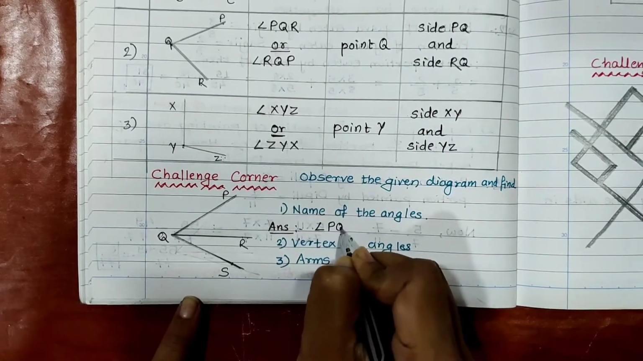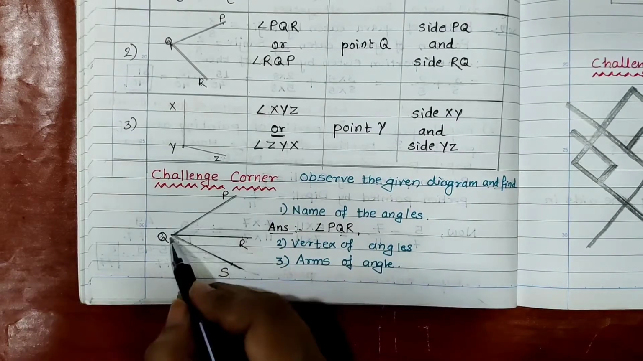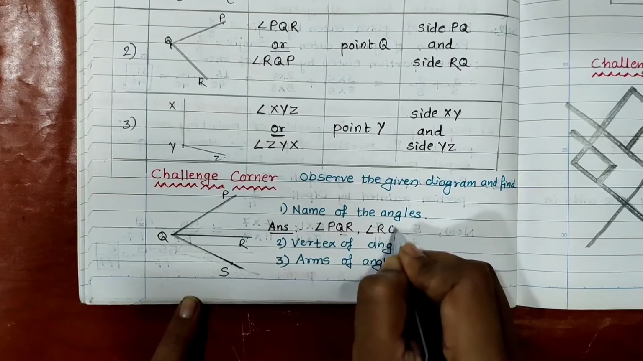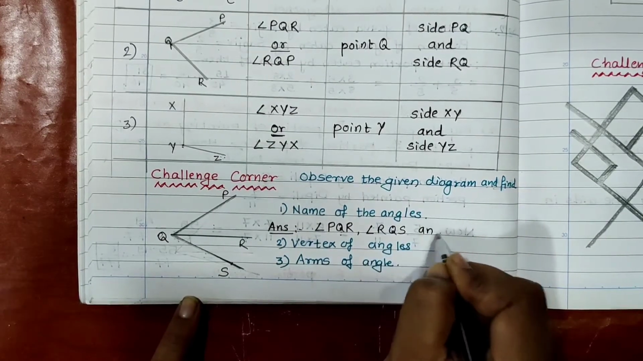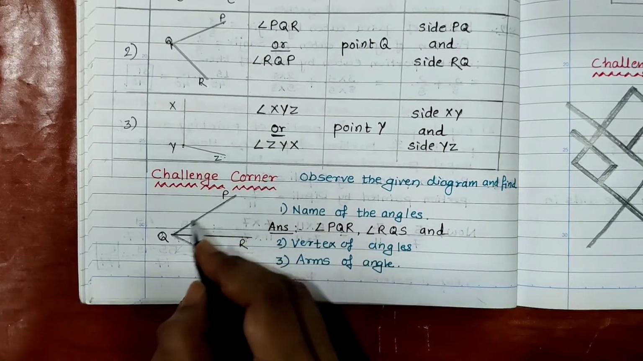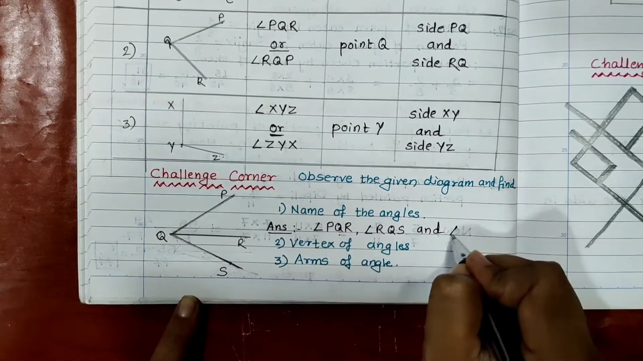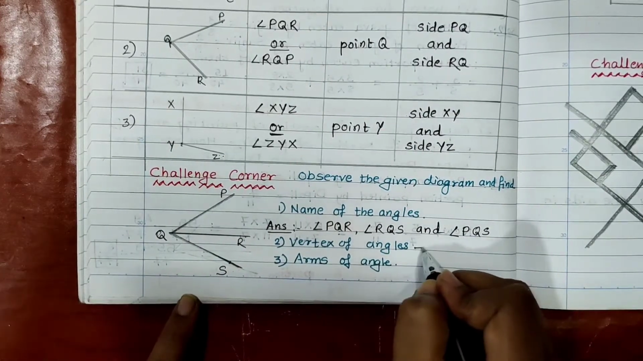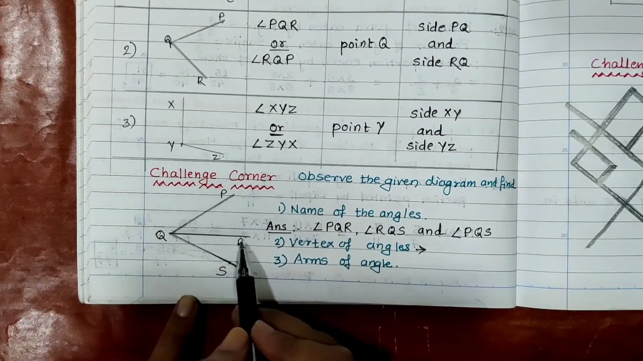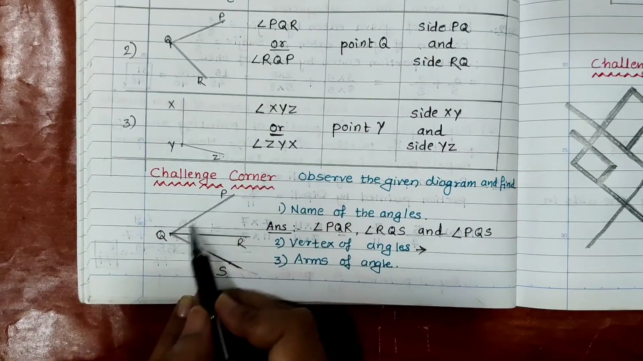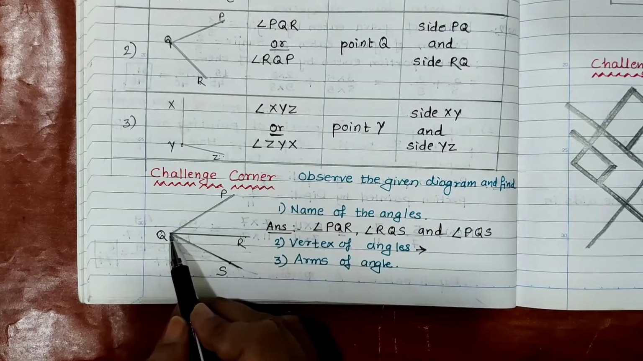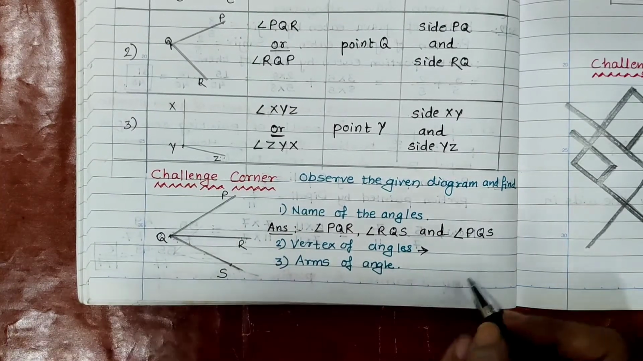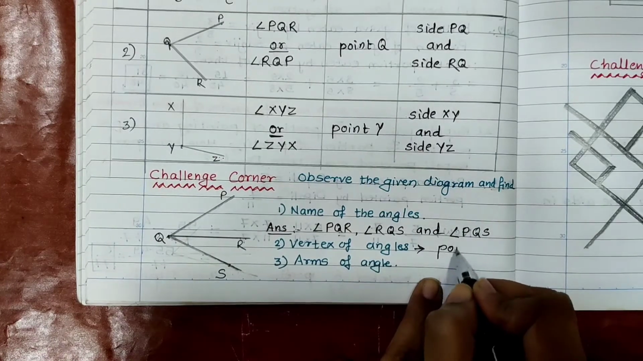Angle PQR, angle RQS, and the big angle. What is the name of this big angle? Angle PQS. Okay. Now what is the vertex? The vertex of all these three angles is point Q. All the arms are meeting at point Q, intersecting at point Q. So point Q is the vertex. So here we write point Q.